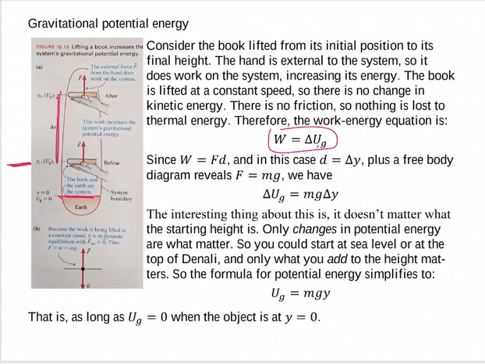A free body diagram reveals that force equals mass times the gravitational acceleration. Then we have the change in potential energy due to gravity equals mg delta y.